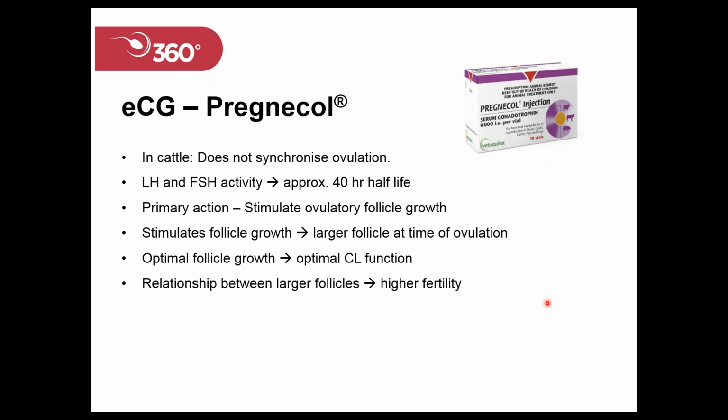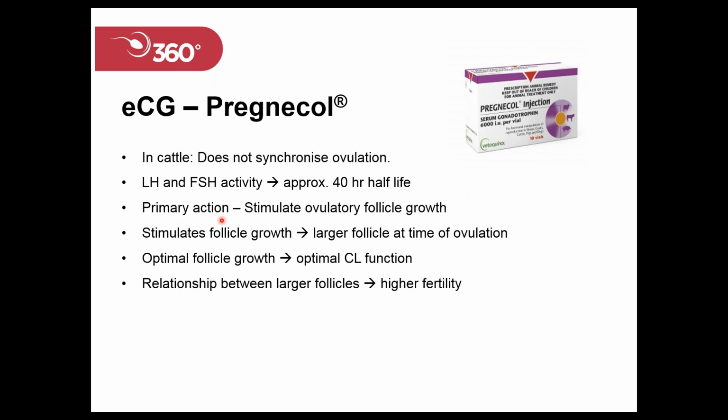The other hormone that is commonly used in artificial reproduction in cattle is equine chorionic gonadotrophin, or ECG. In cattle, Pregnicol, or ECG, does not synchronize ovulation. In sheep programs, Pregnicol is known to have an effect to help the synchrony of ovulation, but in cattle it does not. So in cattle what we see is a combination of LH and FSH activity. And this activity approximately has a 40-hour half-life, so it has a sustained release.